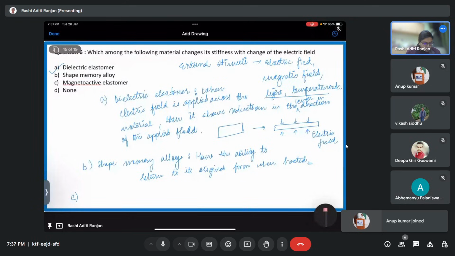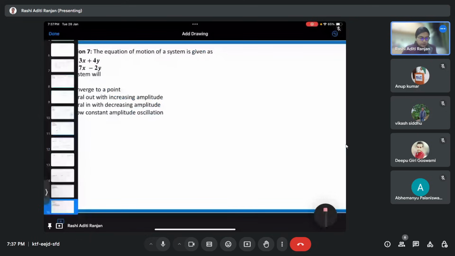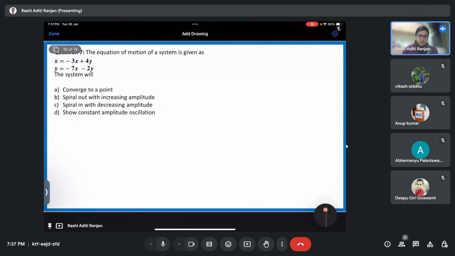Now I'll try to come to the seventh question because we are running out of time. Okay, so the equation of motion of the system is given like this. So this is a linear system. I've taken this question just to make you understand the concepts. So I can write it in a generalized way, in matrix form, like x dot equals A into x. Yeah, this is how I can write.